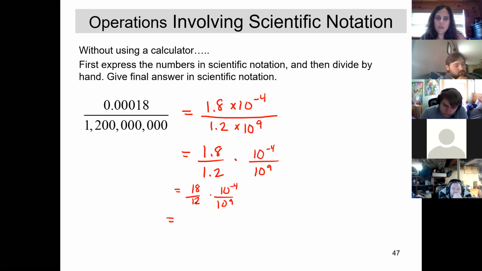Well, what's 18 divided by 12? Well, 6 goes into both of those. 6 goes into 12 twice. 6 goes into 18 3 times. So we have 3 halves. 3 halves as a decimal is 1.5.